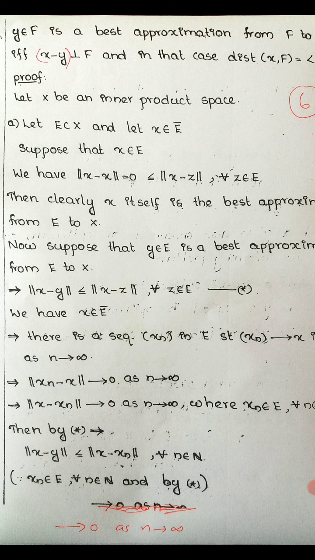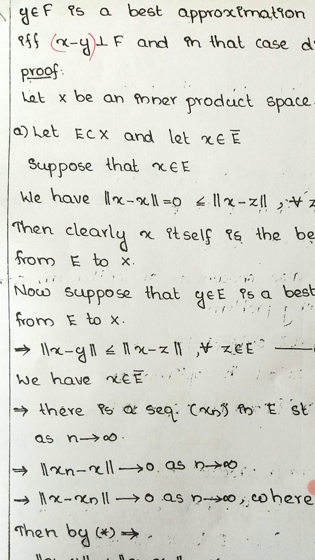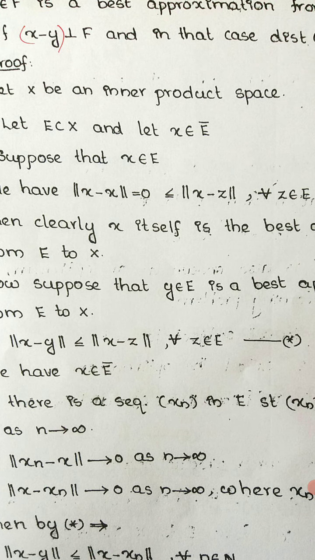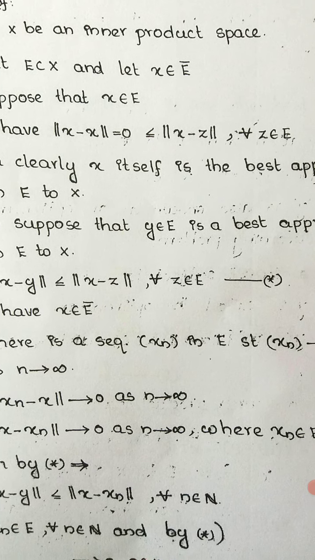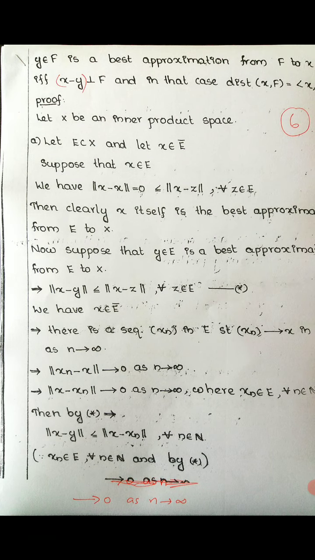We can come to the proof of it. As usual, it is given that X is an inner product space, and we are coming to part A: E subset of X and x an element of E bar. Taking an element small x in E, what is norm of x minus x? As usual, it is 0, which is less than or equal to norm of x minus z for any z in E. And clearly, x itself is the best approximation from E to x.